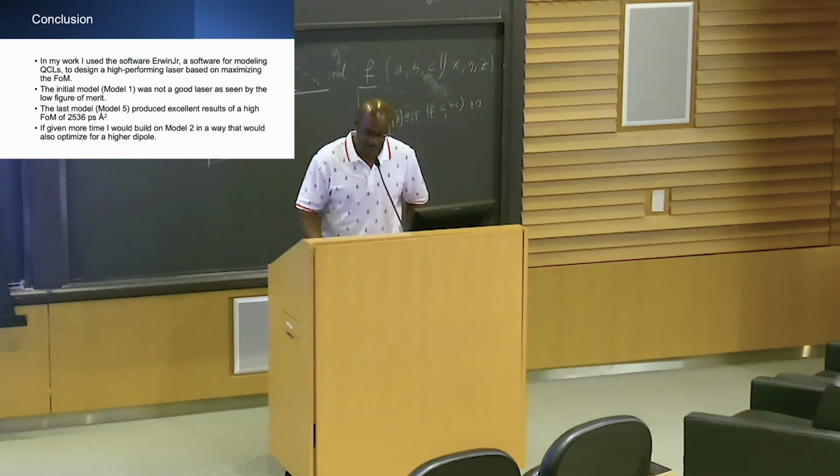So in my work, this is what I particularly did. I used the software Irvin Jr. for modeling my own QC and designed a high-performing laser to maximize it to the highest possible figure of merit that I could come up with. The initial Model 1 was not a good laser, as you've seen before. It had a very low figure of merit, but my last model was very excellent. It had a high figure of merit. And if given the time, I would take Model 2 and build on it in a manner that would decrease my dipole while increasing my figure of merit.